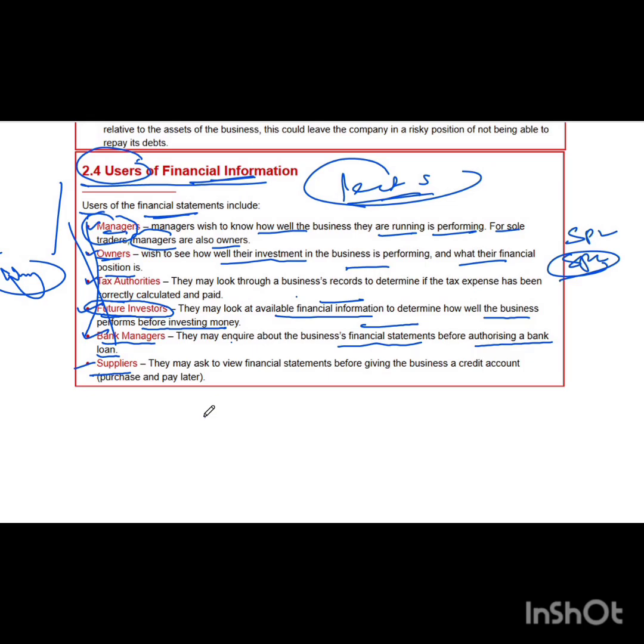So we have discussed the users of financial information, why this information is required for these users, and I have also given examples. If I summarize everything in simple words: financial statements are not just numbers. They help different people make smart decisions. We have discussed that managers and owners use them to track performance, tax authorities use them to check payments, and investors, banks, and suppliers use them to decide whether to trust or support the business. So this is all about the users of the financial information.